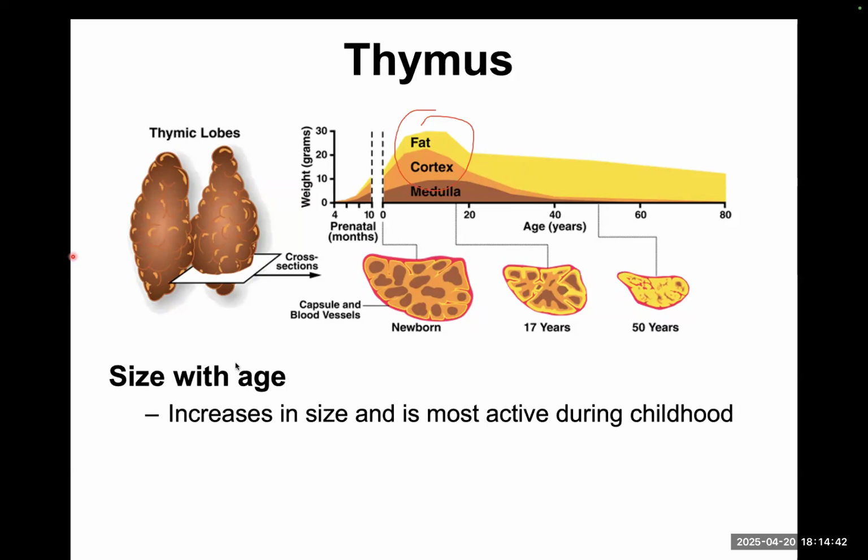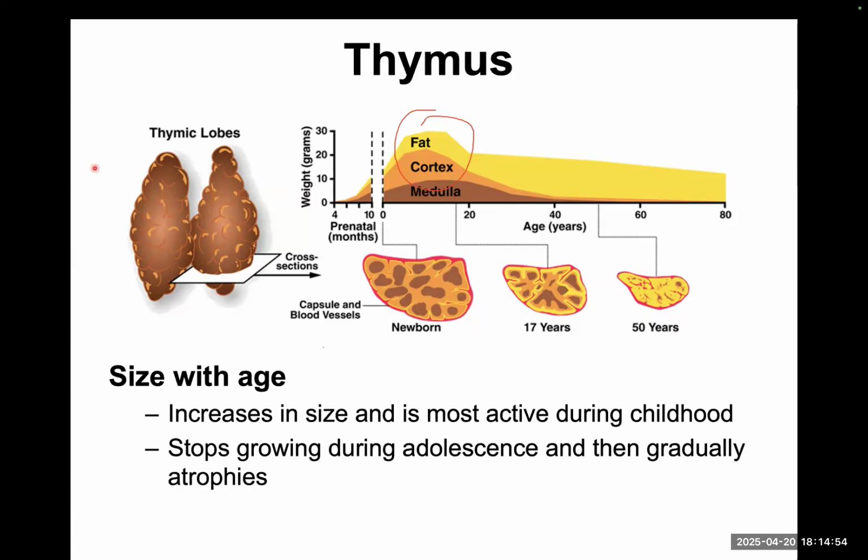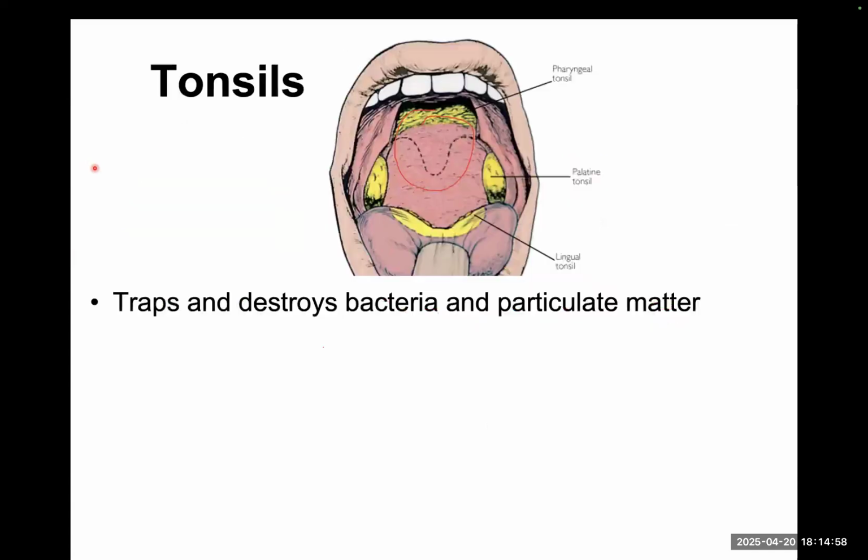So the size of the thymus changes with age. It increases in size and is most active during childhood. And then you can notice as you age, the size gets smaller. It stops growing during adolescence and gradually atrophies.